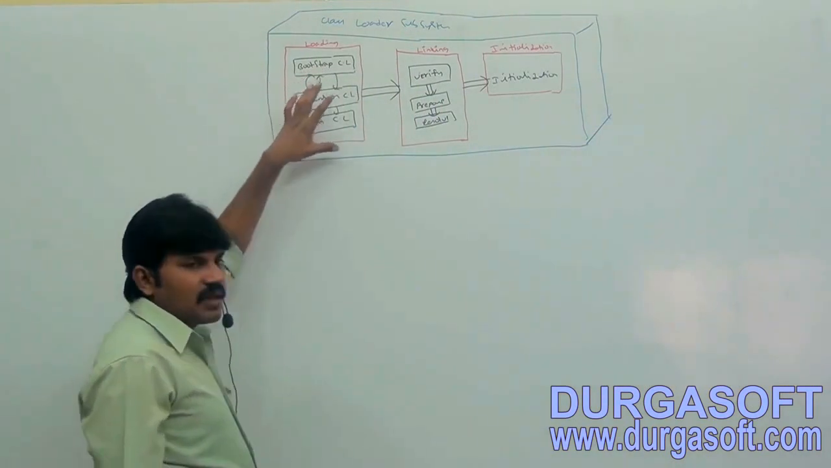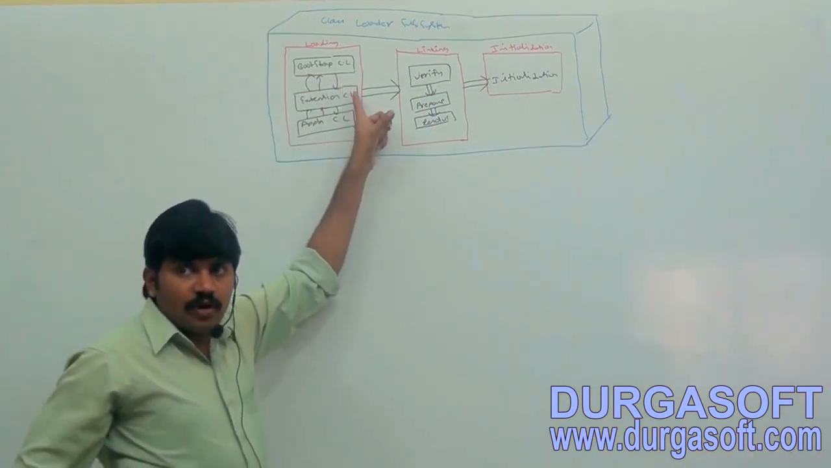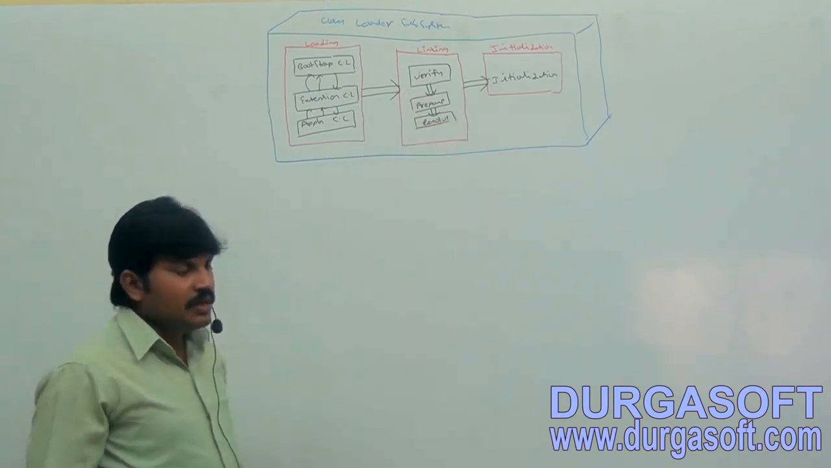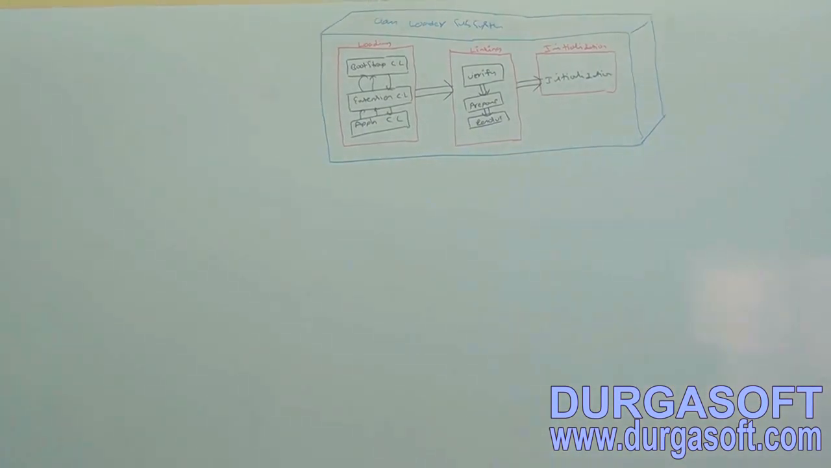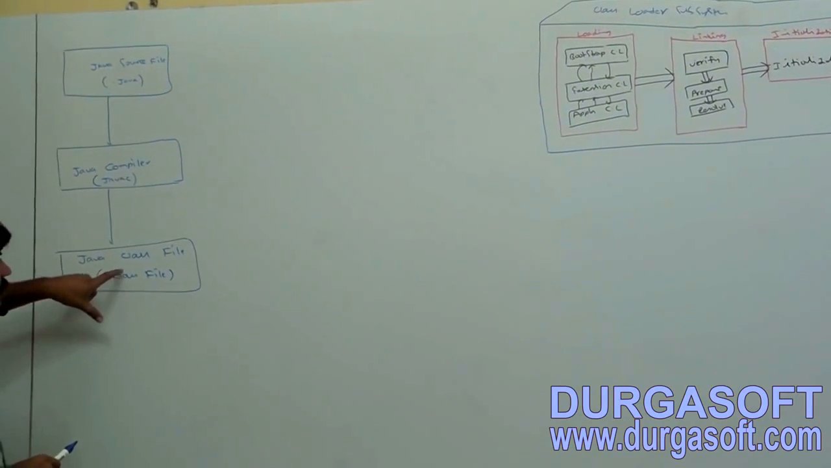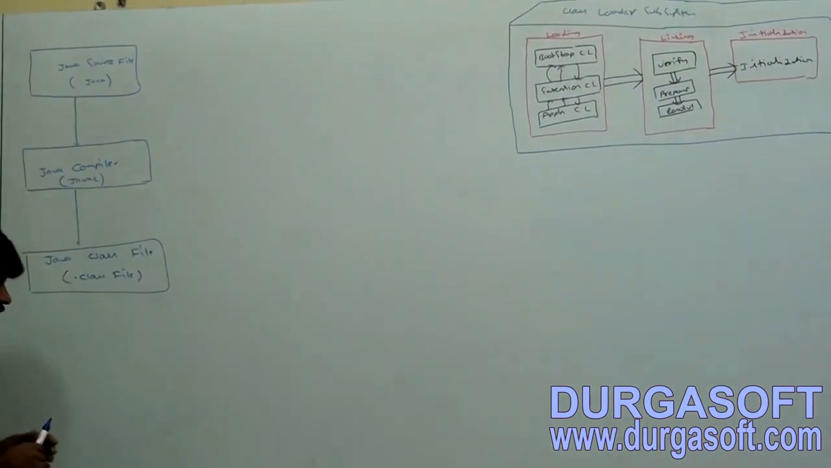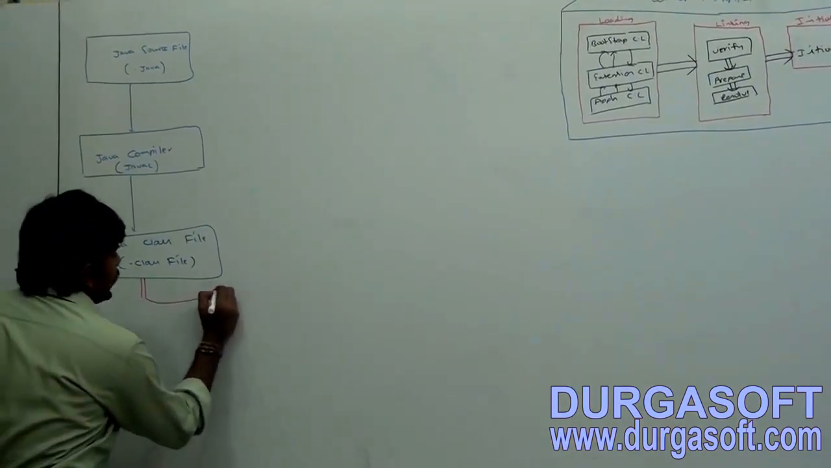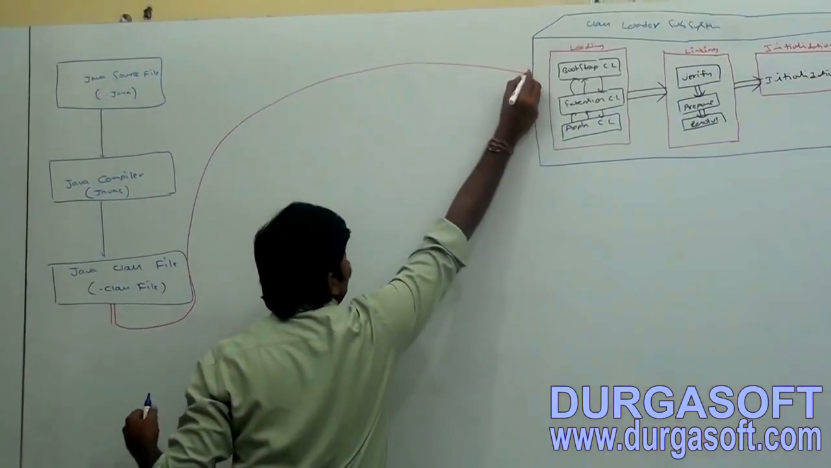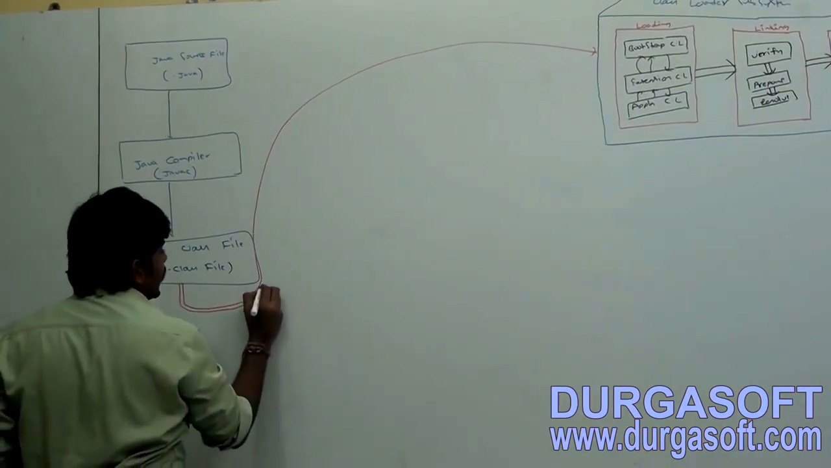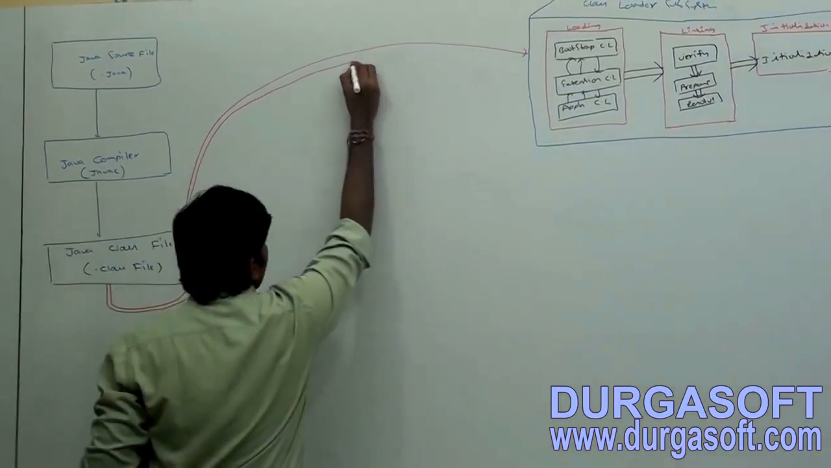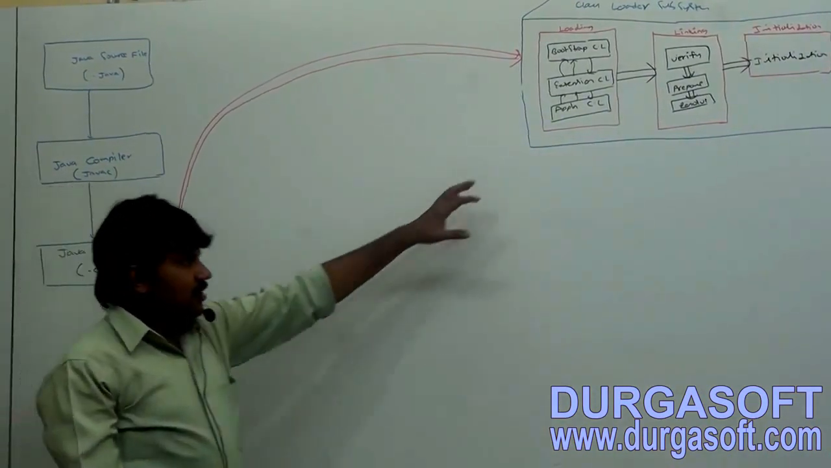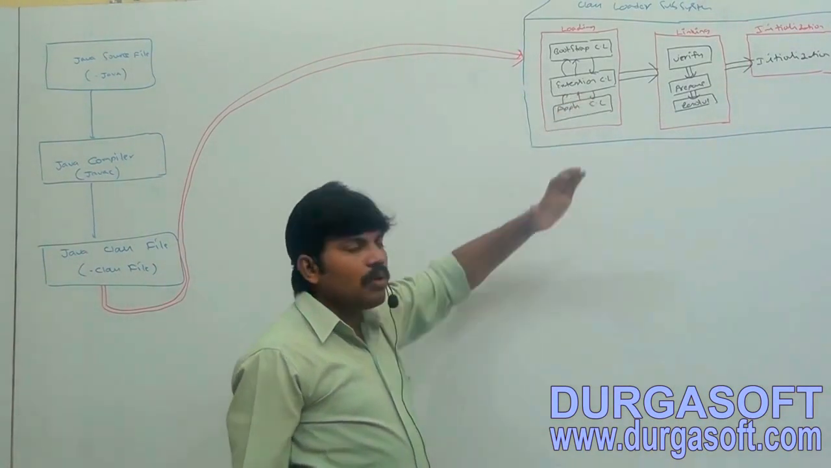How many types of class loaders are there? What is the role of the class loader? What is the algorithm followed by the class loader? After the linking, how many activities are there? Initialization. Do you know, for this class loader subsystem, which one acts as input? Here this .class file acts as input. Whatever .class files are there, this one acts as input to the class loader subsystem. That's all. Now this class loader subsystem is responsible to load our classes.